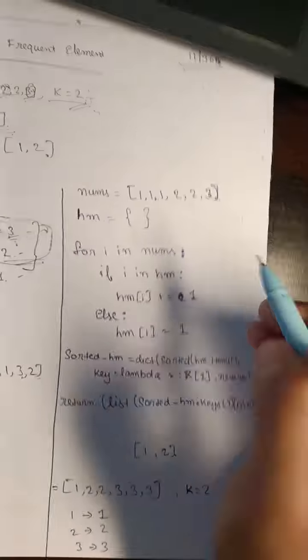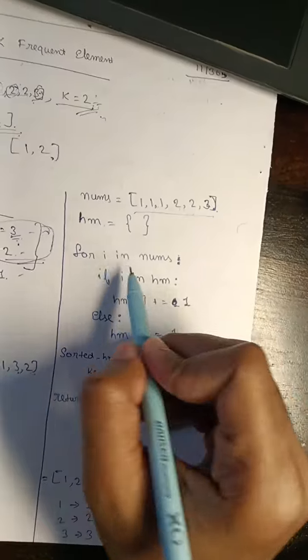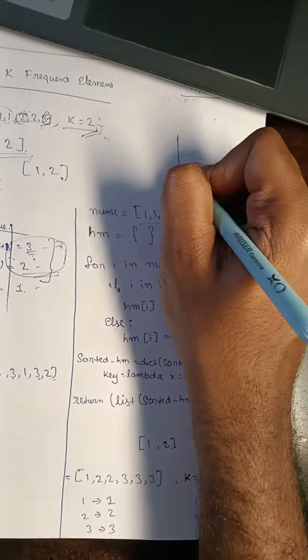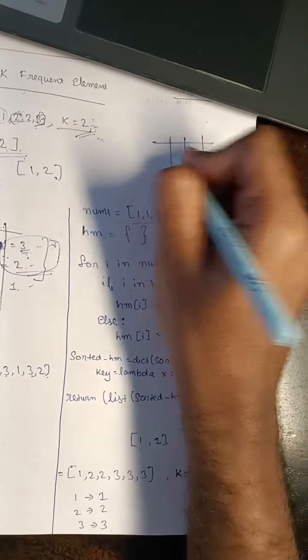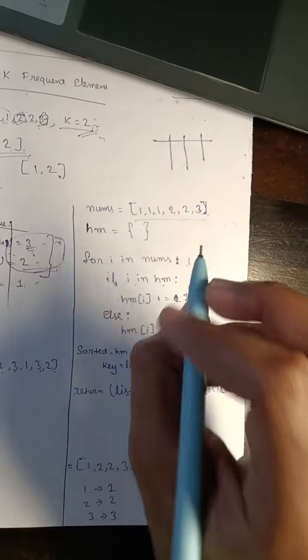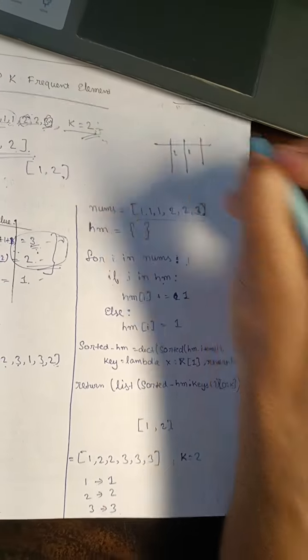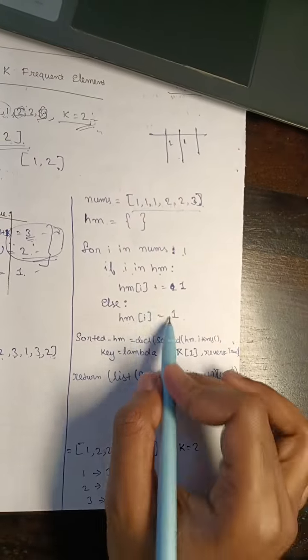So guys, now let's understand the code, how it works. First of all, we will traverse the entire nums. For i in nums, we got 1. It will check if 1 is in the hash map. 1 is not in the hash map. Let's make a hash map to understand this. So it will put 1 here and assign the value 1. Means the else part will execute.